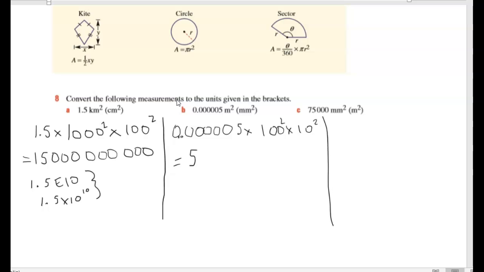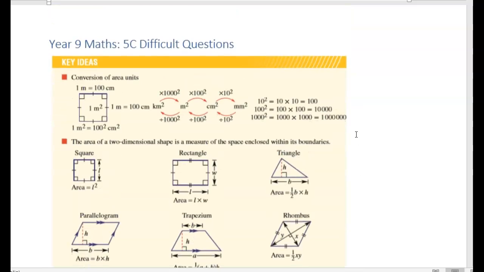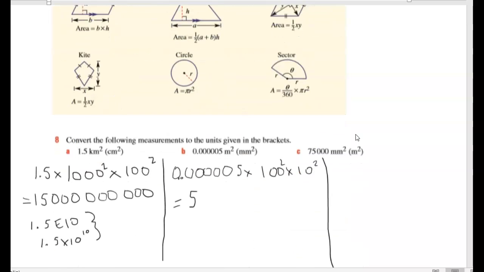Okay, let's go down here. So this time we're going from millimeters squared to meters squared. So we're going in the other direction now. So millimeters to centimeters to meters. And you can see we're dividing this time. So the font is a bit small, but it's divided by 10 squared, divided by 100 squared.